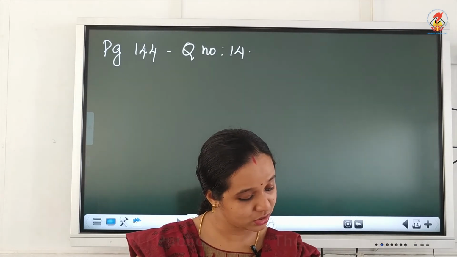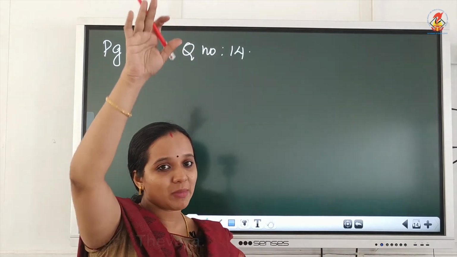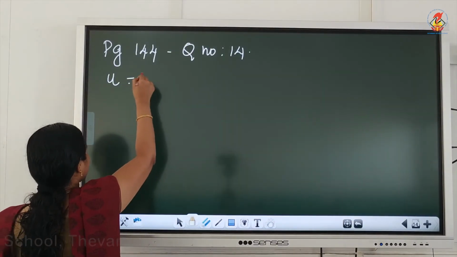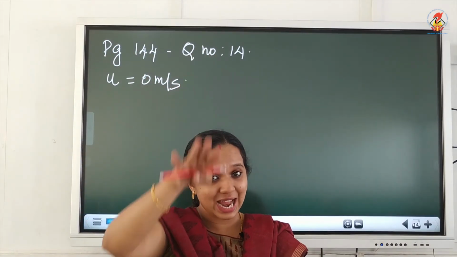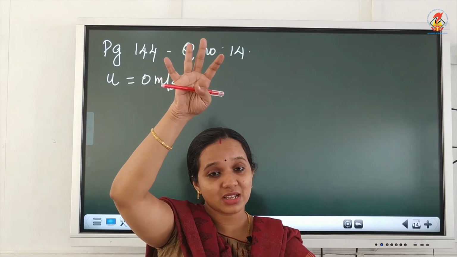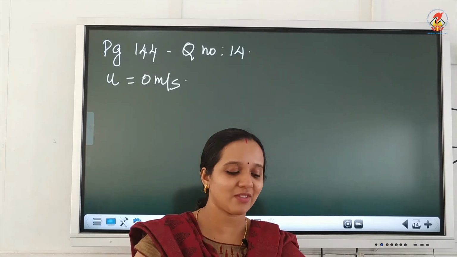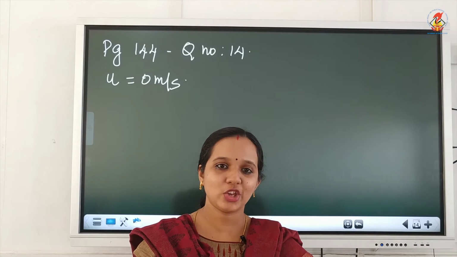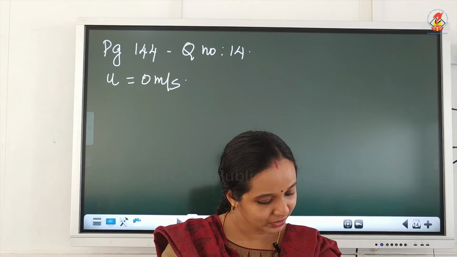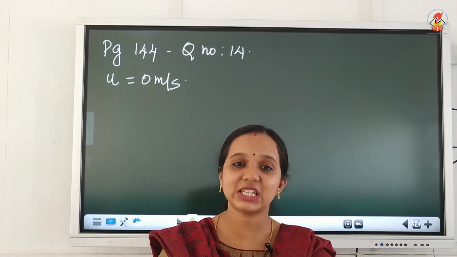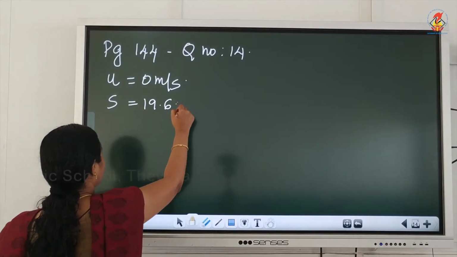So, here a stone is released from the top of a tower. So, initial velocity is 0 meter per second because it is released from a height and it is descending down. Since it is descending down, its velocity will increase. So initially the velocity was minimum, that is 0. When the object is at a height, velocity is 0. It descends down from a height of 19.6 meters. So the height covered by the object is 19.6 meters.